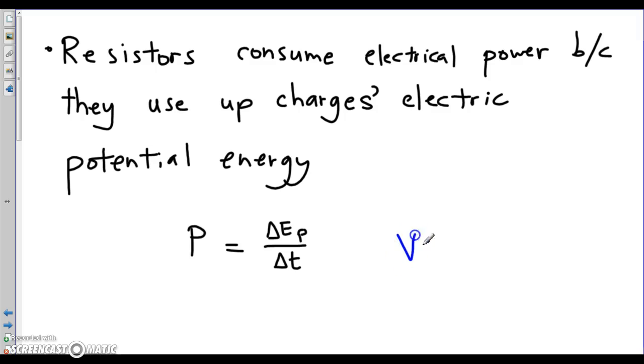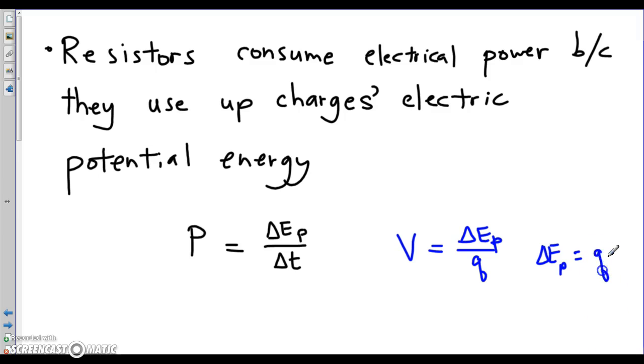Now we know the equation for potential difference is the work per coulomb. But the work does something to the charge. What happens when the field does work? The potential energy changes. And in fact, delta EP, the change in potential energy, equals the work. So if we solve for delta EP, what do we get? What's delta EP equal when we isolate it?